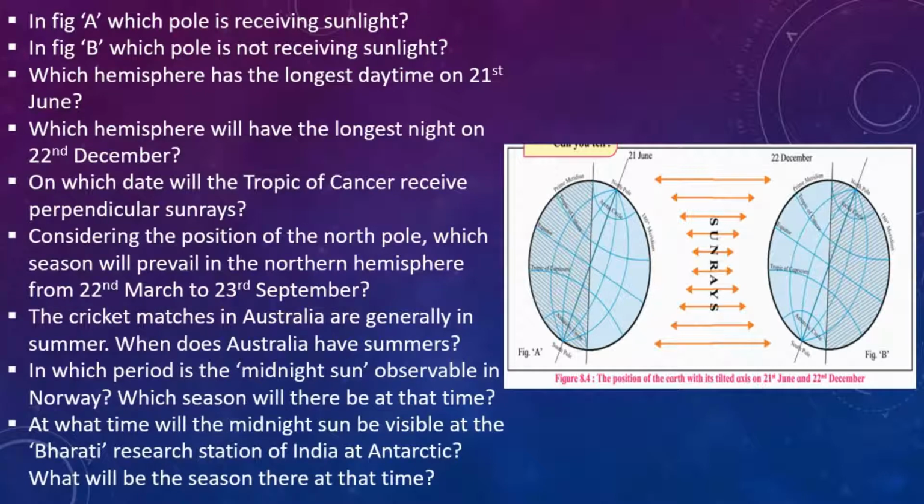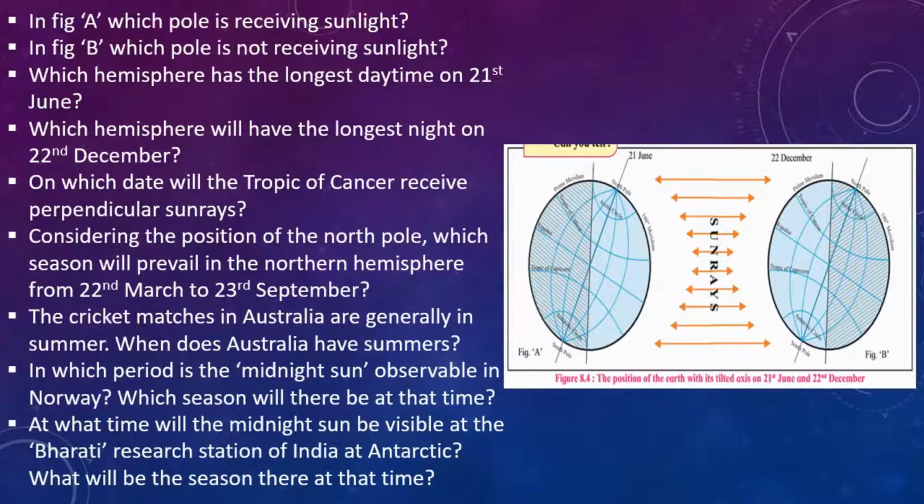Students, now let us discuss the following question from your textbook based on figure 8.4. So the first question is, in figure A, which pole is receiving sunlight? In figure A, North Pole is receiving sunlight. In figure B, which pole is not receiving sunlight? Here, North Pole is not receiving sunlight in figure B.